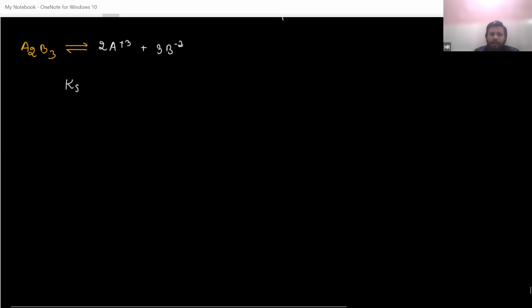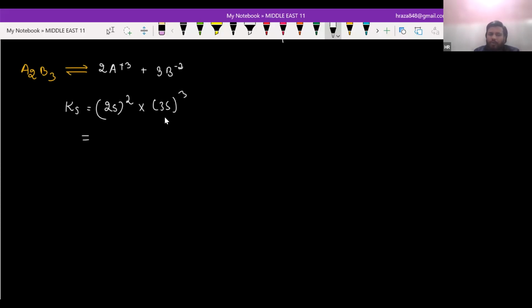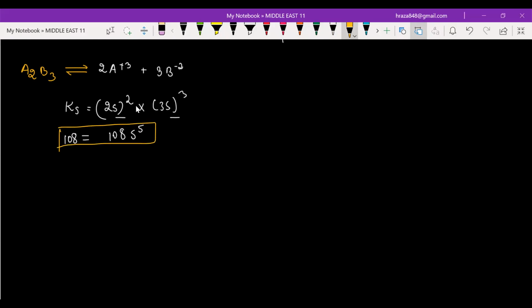So for Ksp, I am going to write it directly. It will be basically 2S raised to the power 2 into 3S raised to the power 3. So it will be 4 times 27, that will be 108. S square into S cube, that will be equal to S raised to the power 5, and this will be your answer. Okay.